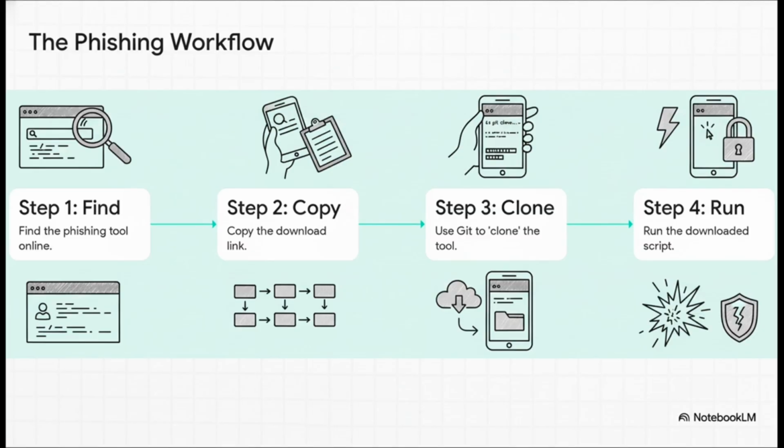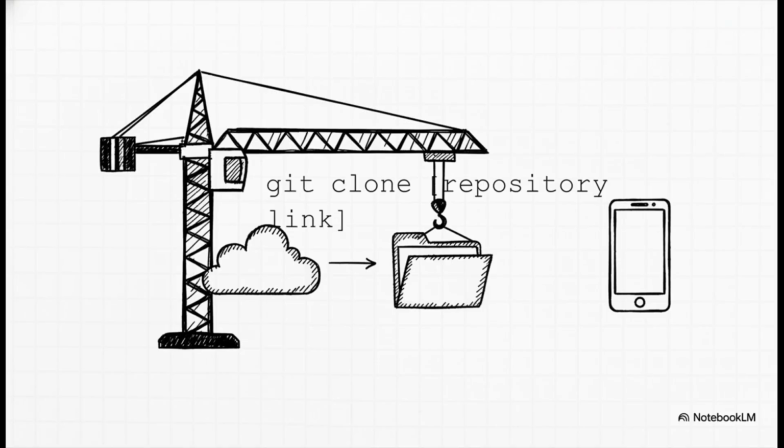That's it. They take that link back to the terminal and use that git command we just talked about to download the whole shebang. And boom, here's the magic command, git clone. And then they just paste in the link. That's all it takes. In seconds, literally seconds, that entire toolkit is downloaded from the internet and sitting right there on the phone, ready to be used.